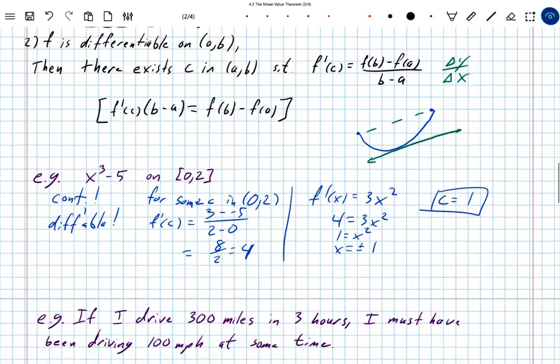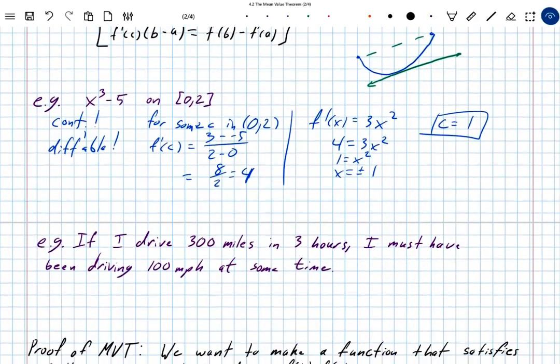Let's do maybe another example that is more intuitive, less mathy. So if I drive 300 miles in 3 hours, well, how fast am I going then? On average, I'm going 100 miles an hour. So I must have been driving 100 miles per hour at some time. It's like when I just got my driver's license and my mom was worried that I got home too fast. She knew that if my average speed was fast, then at some point I needed to be going at least my average speed.